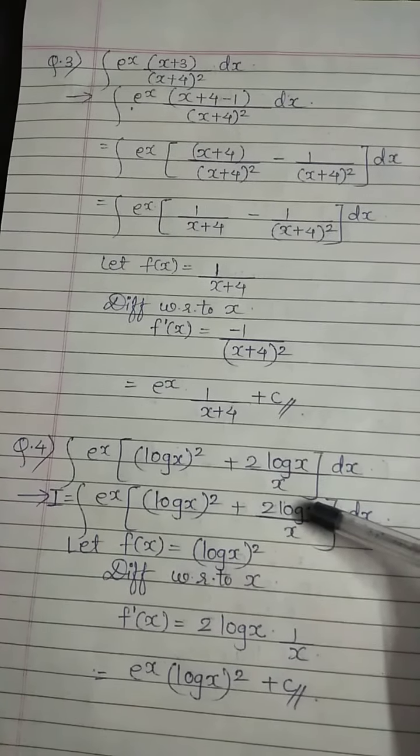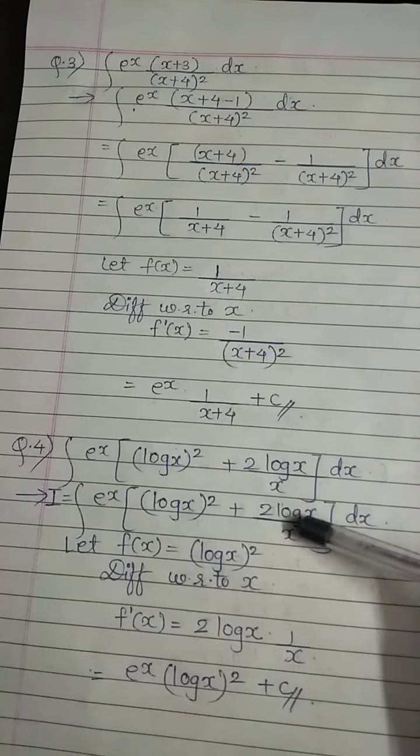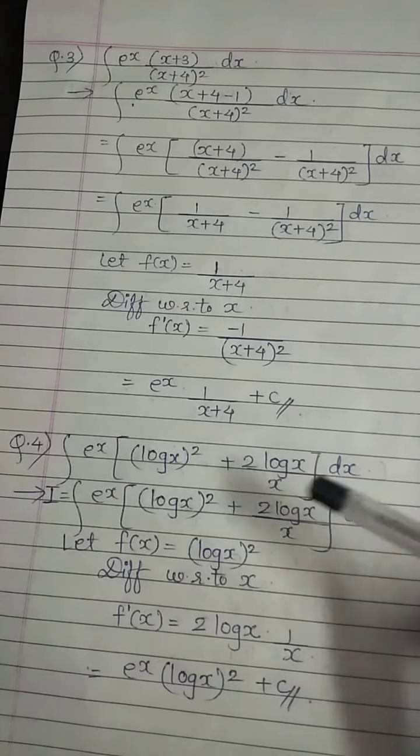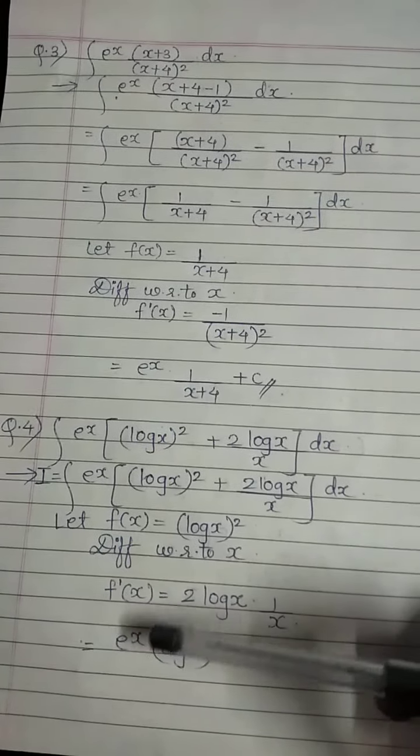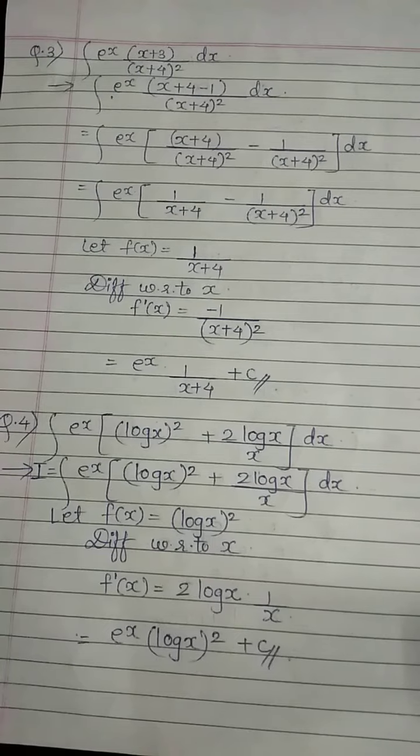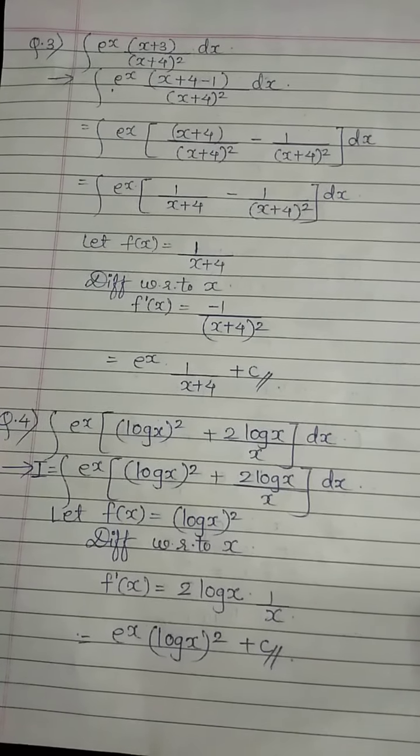Now if we observe, the same term is present here as f dash of x. That means the answer will be e raised to x into f of x. So we can write the answer as e raised to x into log x the whole square plus c.